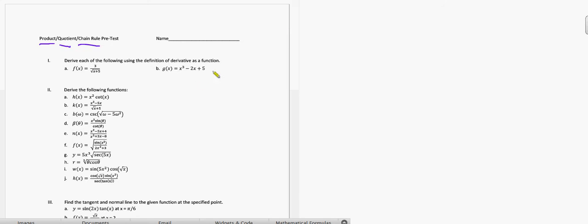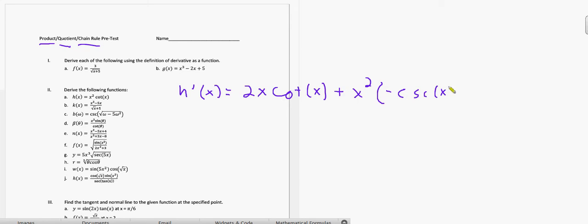So, h prime of x is going to be, product rule says derive the first, which is 2x, times the second, which is cotangent x, and then add on the first, x squared, times the derivative of the second, which is negative cosecant of x. So your final answer, just to write this out somewhat nicely, is 2x cotangent x minus x squared cosecant x.